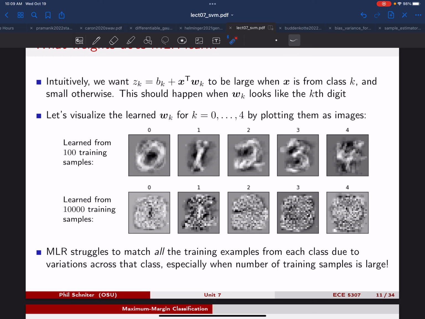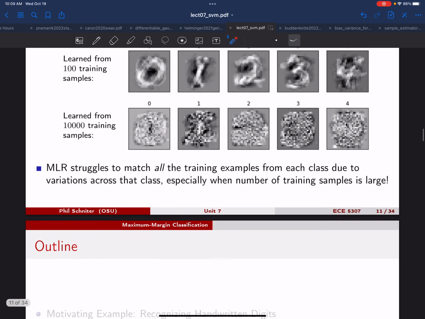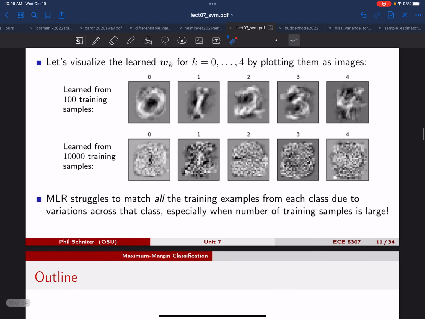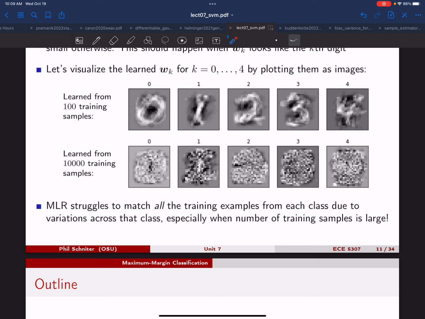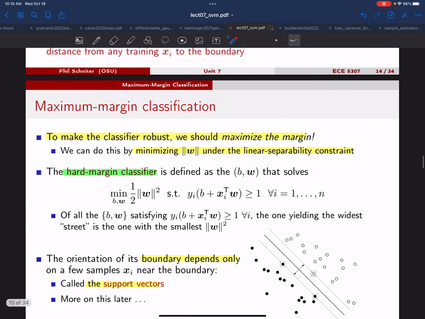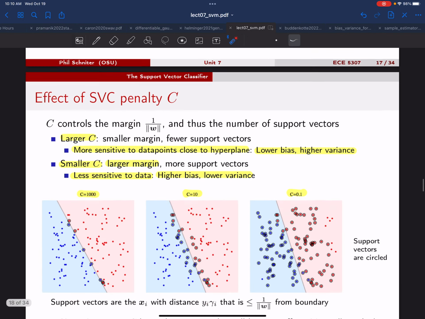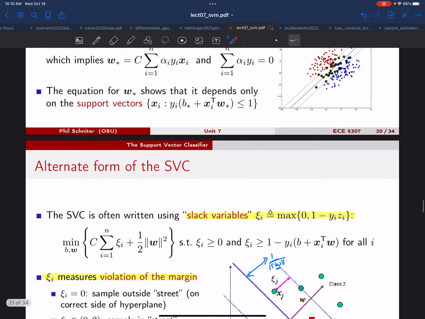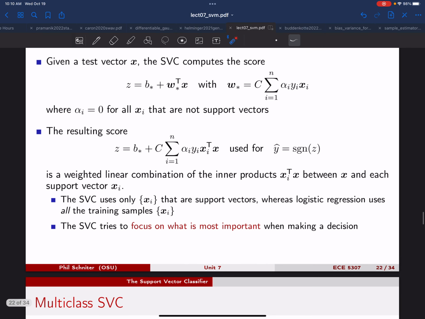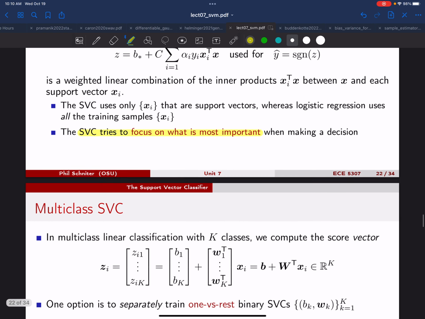Still, they are being used to come up with these somewhat crazy patterns for the weights. Okay, so maybe the SVC is going to do a good job, because maybe what it will do is focus on the 100 hardest to classify samples and construct its weights only from those. So that brings us to: SVC tries to focus on what's most important. That's the main thing here.